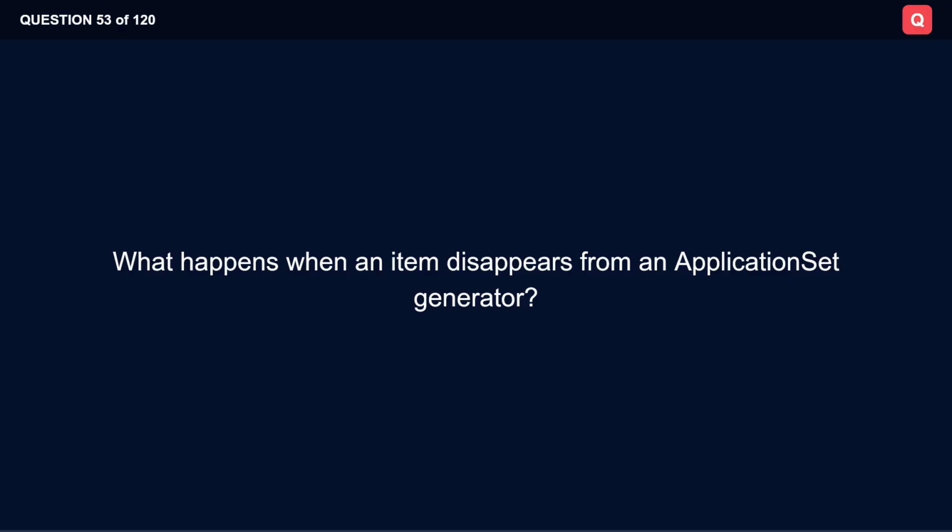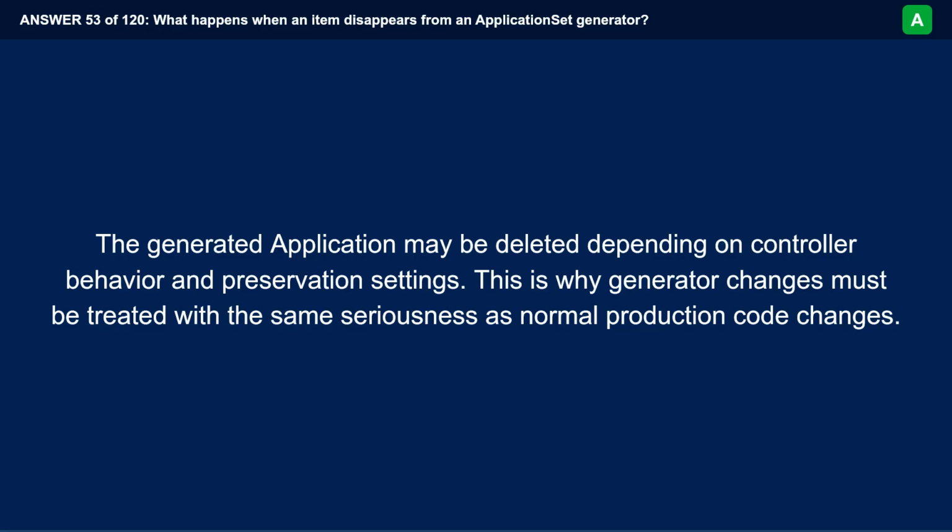What happens when an item disappears from an application set generator? The generated application may be deleted depending on controller behavior and preservation settings. This is why generator changes must be treated with the same seriousness as normal production code changes.